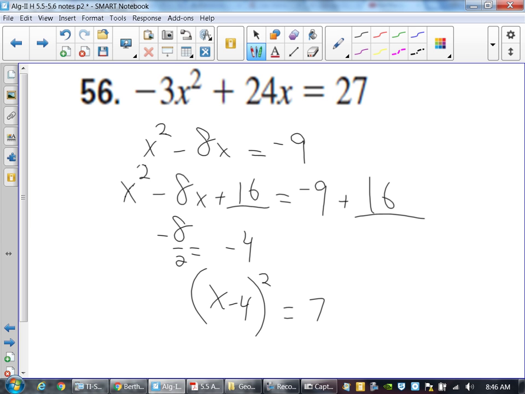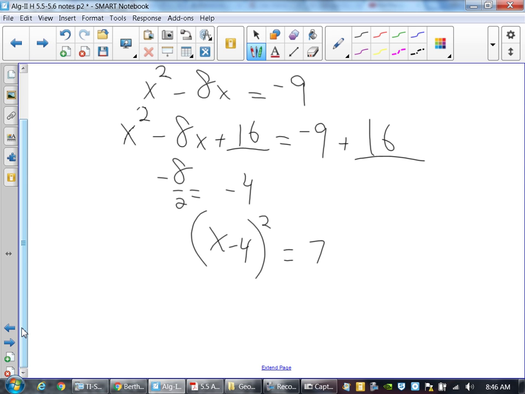And now what do you do? Add 4. What do you do after you square root? We always do plus or minus for our root, and then you add 4. So you get x equals 4 plus or minus root 7.